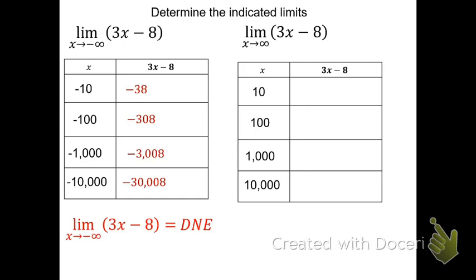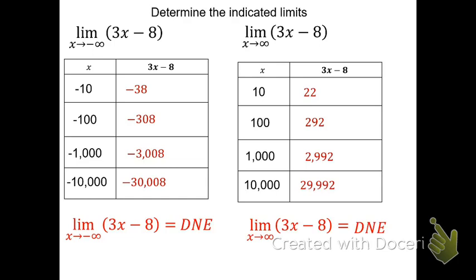3 times 10 is 30, minus 8 is 22. And then it goes to 292, 2,992, and so on. What's happening to this side? It's also unbounded, but now it's approaching positive infinity. Because it's unbounded and not approaching a unique number, the limit does not exist as x approaches infinity. Now, if you think about what that graph is, it's a diagonal line. Diagonal lines are always going to approach infinities on the ends for f of x, which means the limit will not exist.